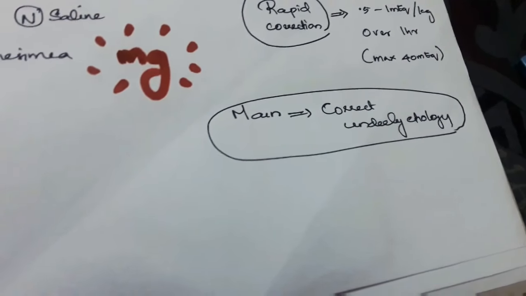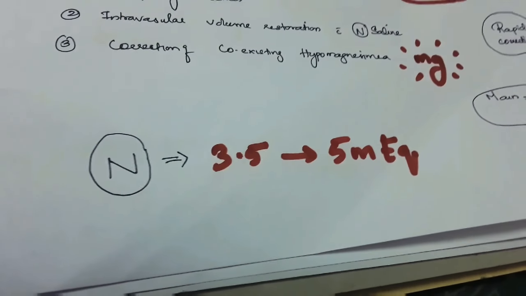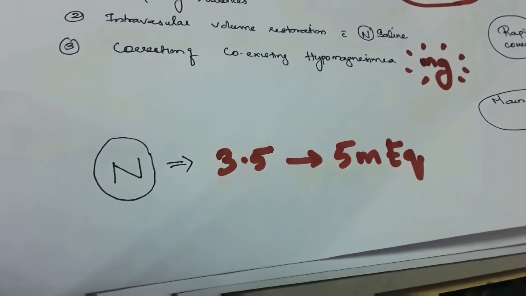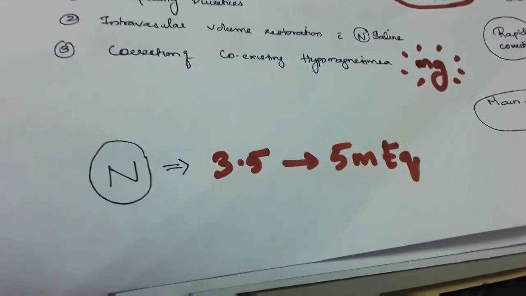Whatever it is, the main thing is to correct the underlying etiology. It is really very important to maintain normal potassium levels, that is 3.5 to 5 milliequivalents.